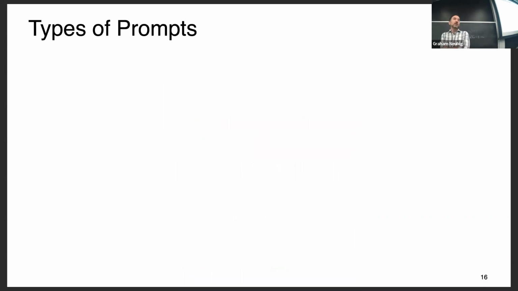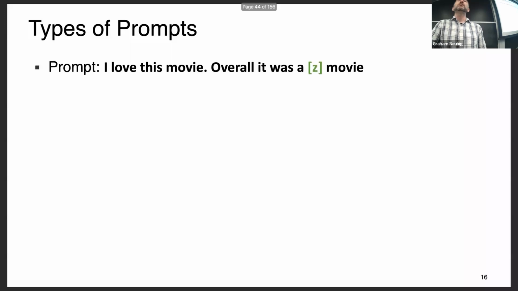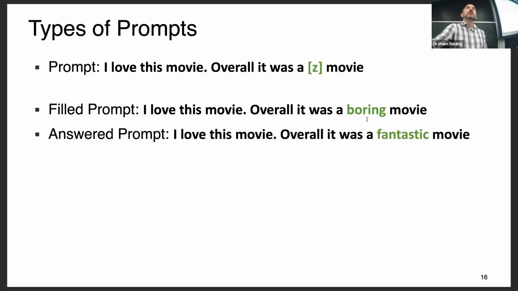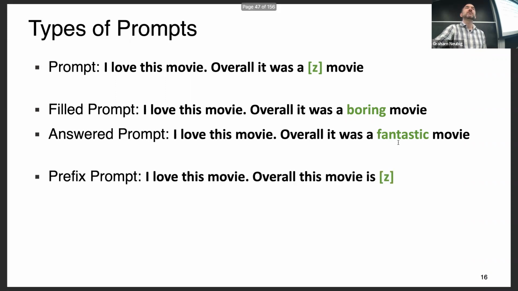So another thing I'd like to talk about is types of prompts. There are two major types of prompts. This is one example of a prompt here, or sorry, this is a thing that we are calling a prompt. And then we have a filled prompt, where we fill in Z. We could also call an answered prompt a prompt with an appropriate answer. I'm not going to use this a whole lot, but we use it in the survey paper.